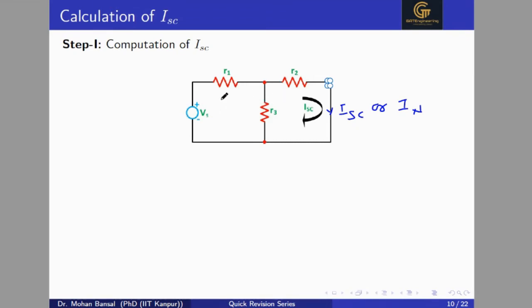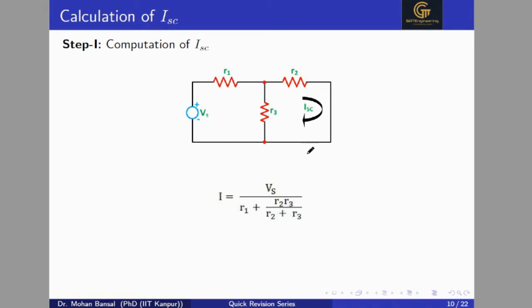You can apply two KVL equations, one with I1 and the other with ISC. You can find the ISC value with the help of two equations with two unknown variables, I1 and ISC. There is another way. If you simplify this circuit, the simplification will be R2 parallel with R3, plus R1 in series.